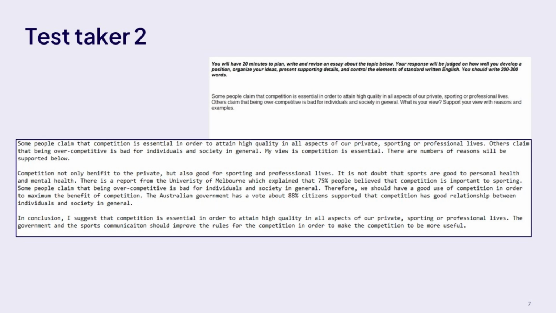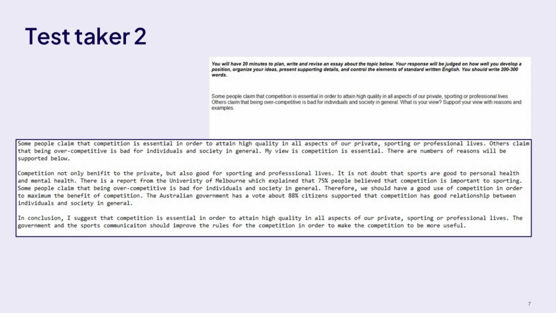This essay features many characteristics of low B1 level. The test taker obviously has an awareness of the structural and stylistic conventions of this kind of writing. There is an introduction, a reference to research and a conclusion, as well as an attempt at a thesis statement when they write, "There are numbers of reasons will be supported below." This sentence highlights the writer's grammatical and lexical shortcomings, which are typical of test takers at this low B1 level.